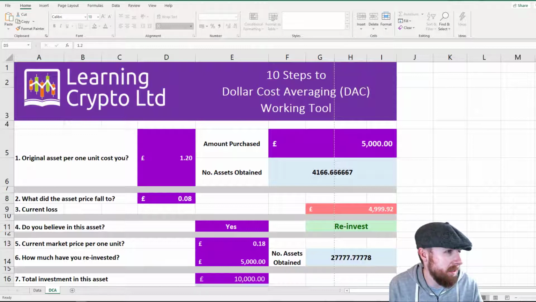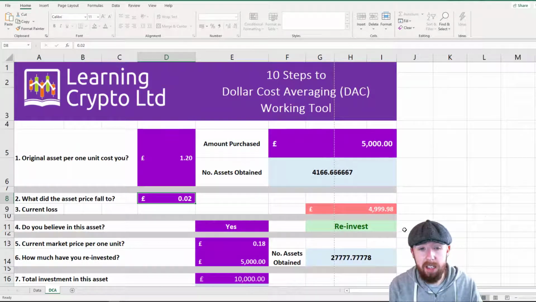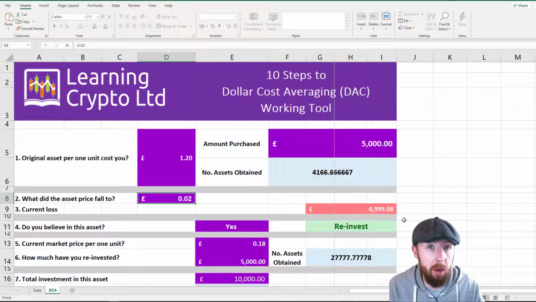This one fell all the way down to 0.02, which is crazy. So this has got a lot lower, and you basically lost all your money, okay? In terms of the amount of money, you lost 99 point whatever percent of your money. Crazy, I know, but you still believed in the development and all that kind of good stuff. So the current market value price is, as it stands, 0.06.